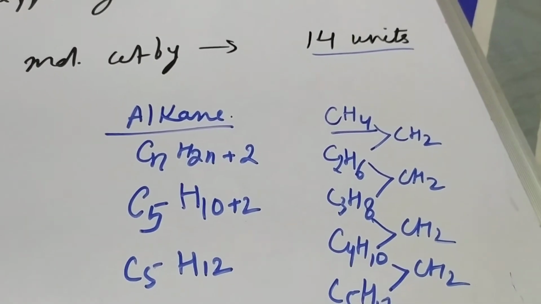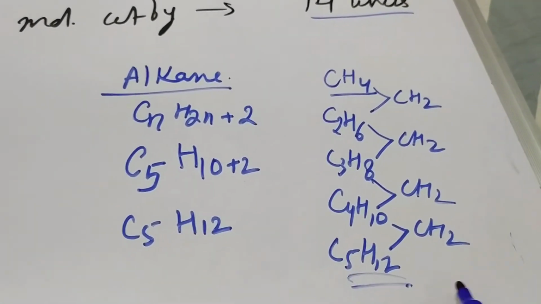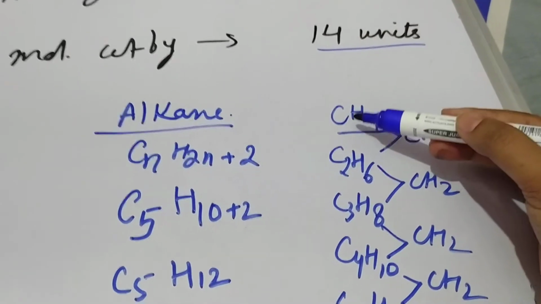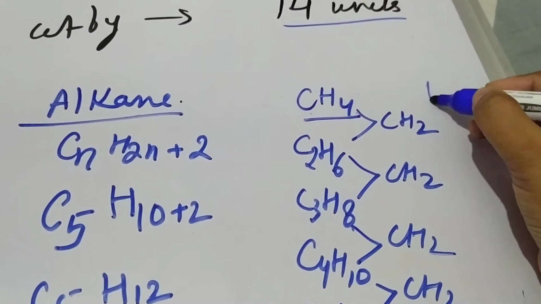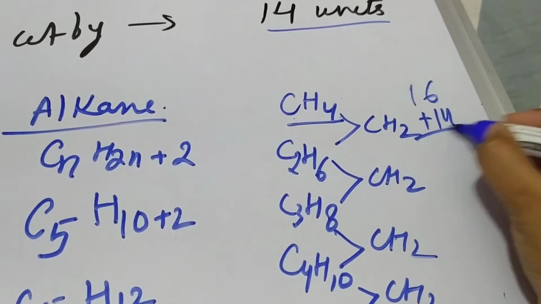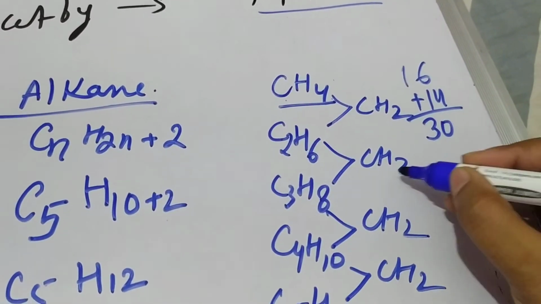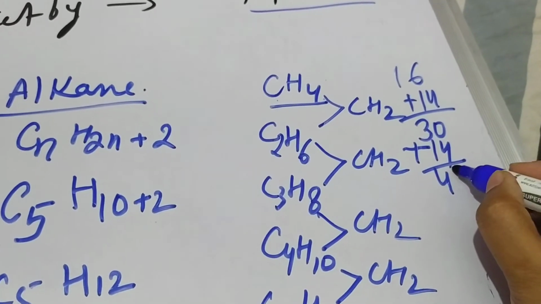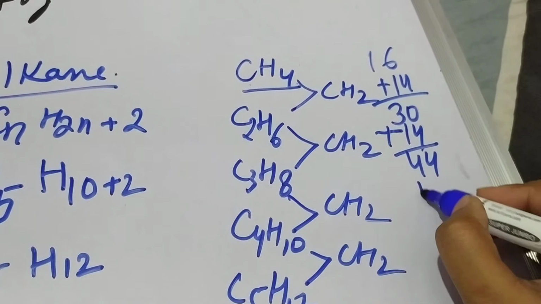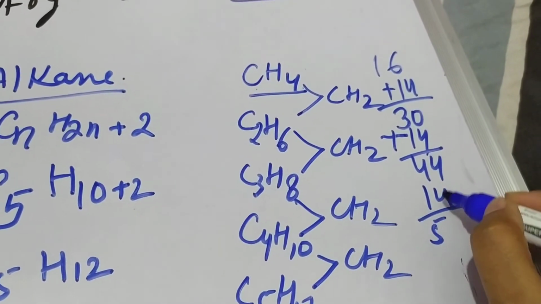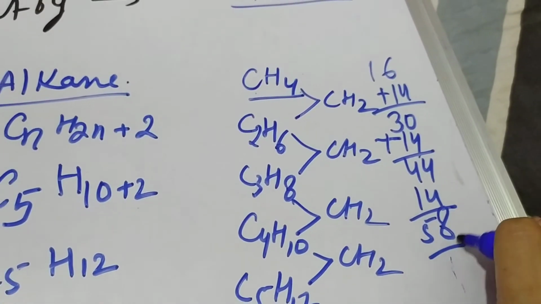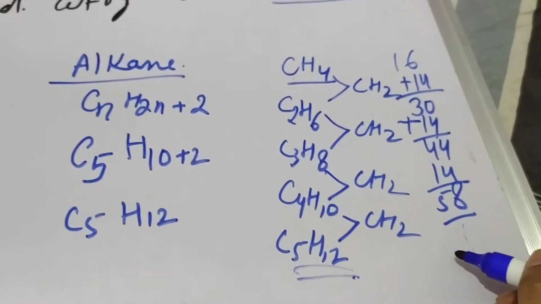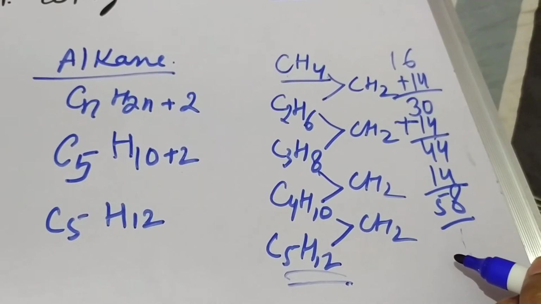And if I have to find the molecular weight of the fifth member of alkane, you can add 14 to the molecular weight of the first member. It is 12 plus 4, 16. To 16 you add 14, you will get 30. That is the molecular weight of the second member. Again add 14, 44. That is the third member molecular weight. Again you add 14, 58. You will get the fourth member molecular weight. So in this way you can calculate the molecular weight of any given member of a homologous series.